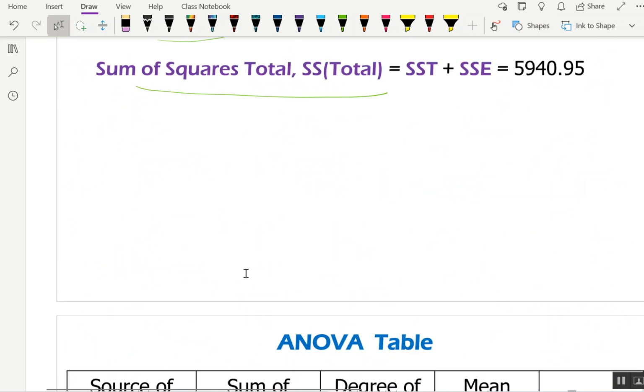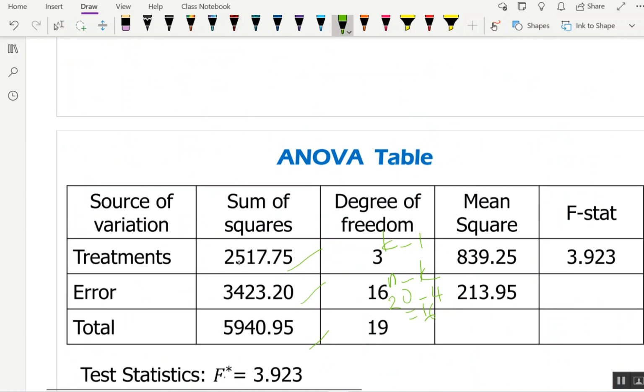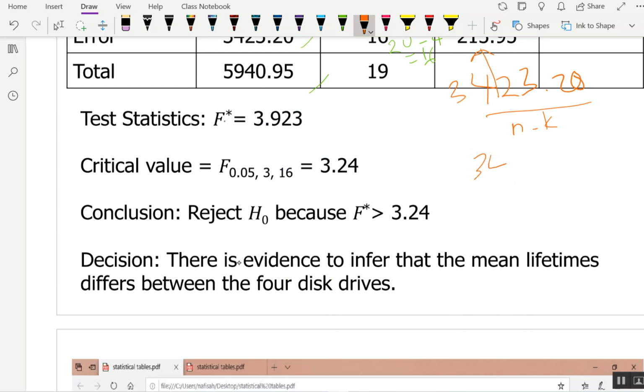So for this one, how do they get this MST? Here they take 2517.75 divided by this k minus 1, which is 3. So you get this. Alright, same goes here. How do they get 213.95? They take this 3423.20 divided by n minus k, which in this context is 3423.20 divided by 16. So you should be getting the same answer here.